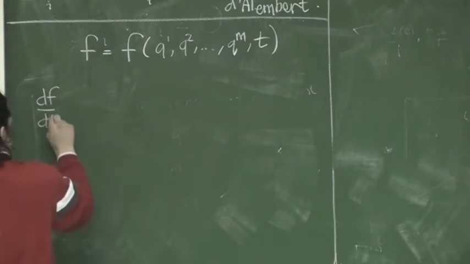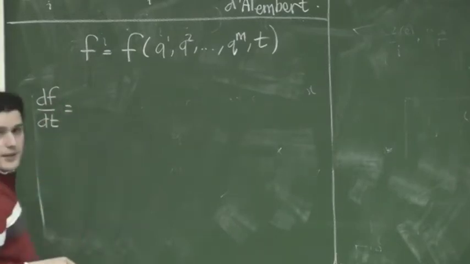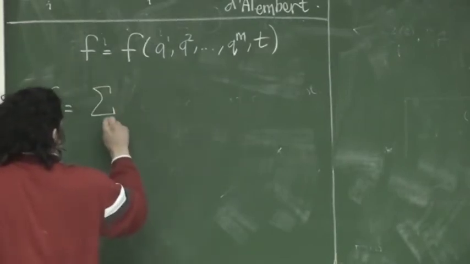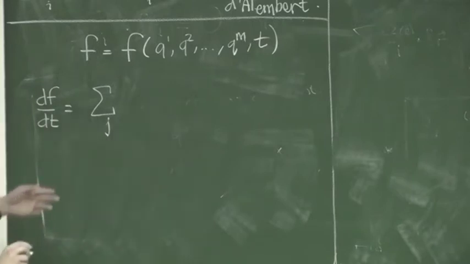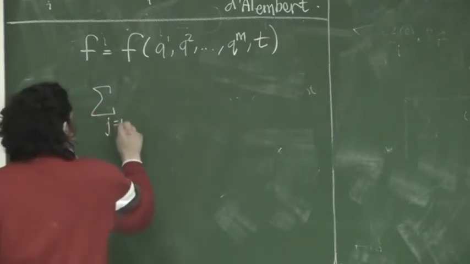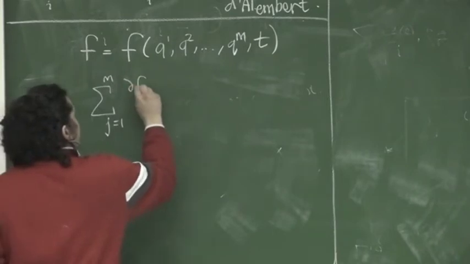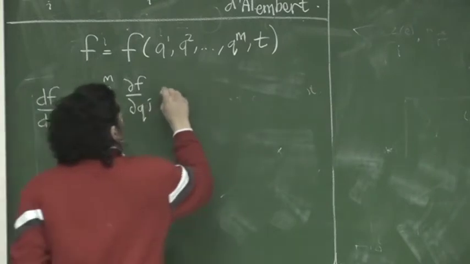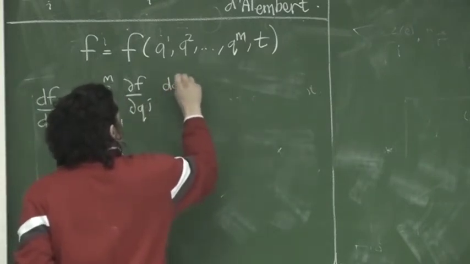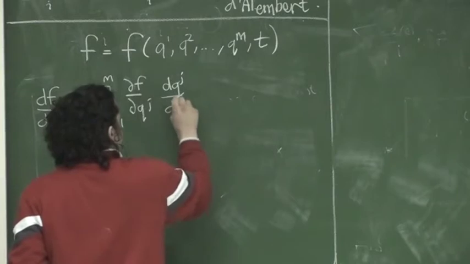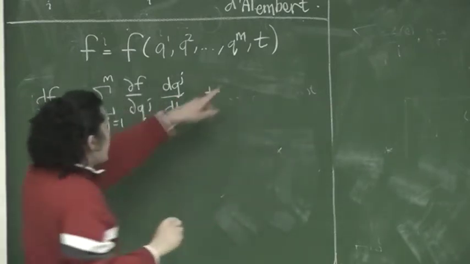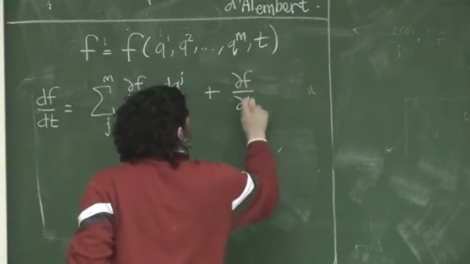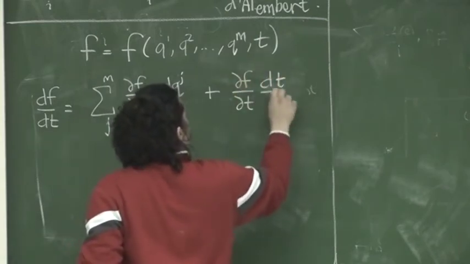df by dt is the sum over j, j from 1 to n, of del f by del qj dqj by dt, plus, don't forget the last parameter, del f by del t dt by dt.